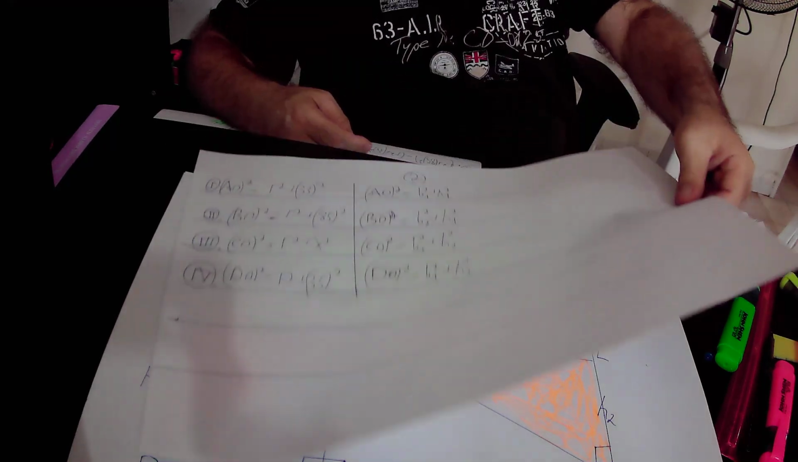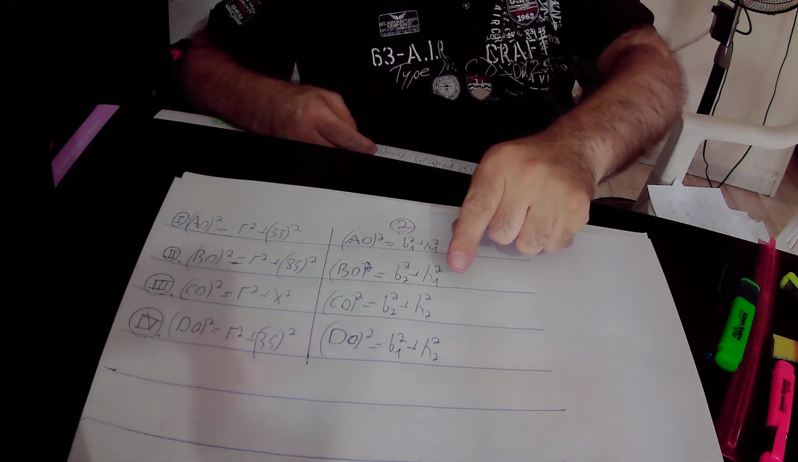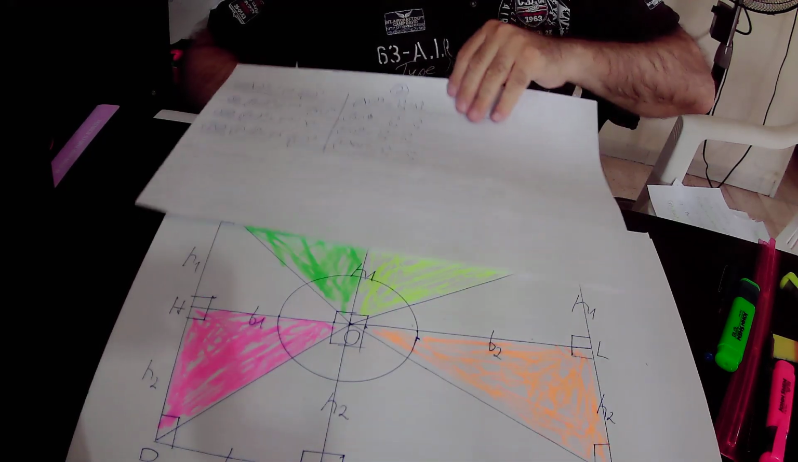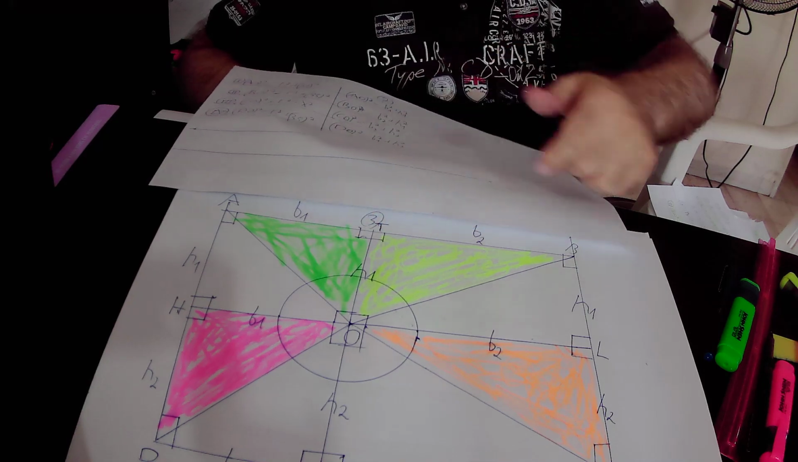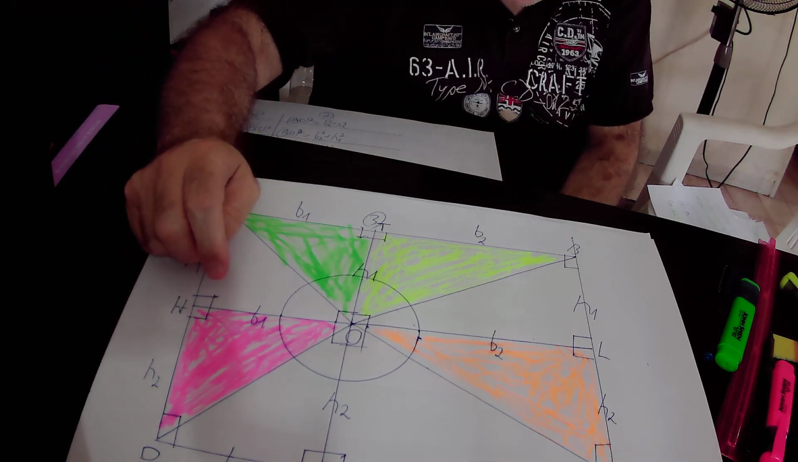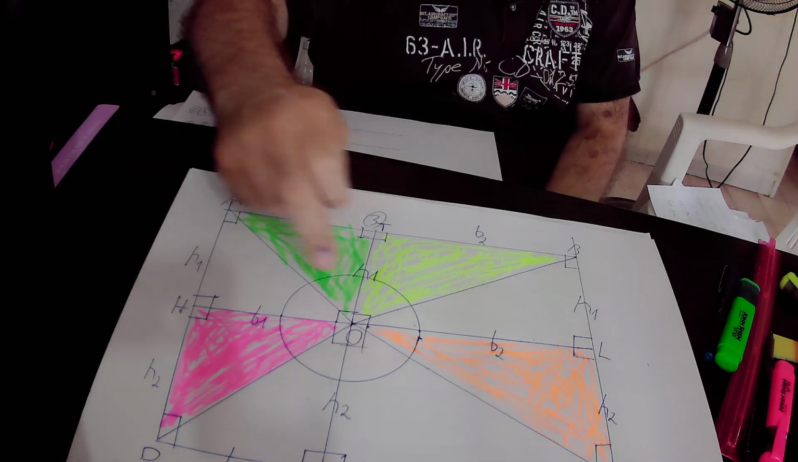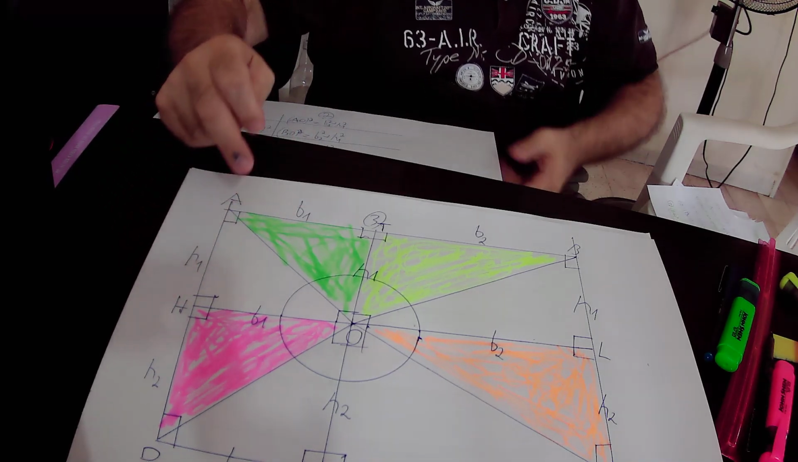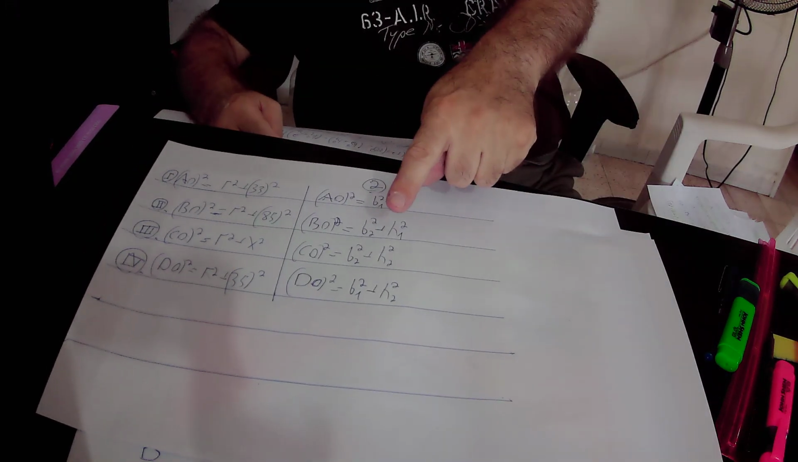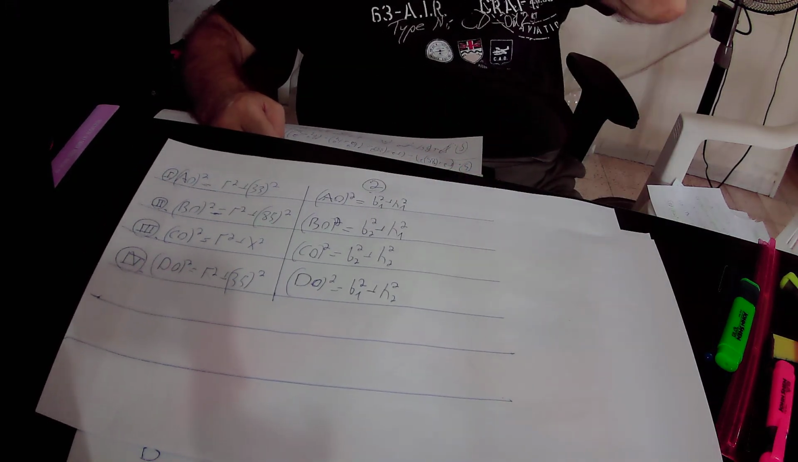Repeat again, in the orange right triangle, CO square equals B2 square plus H2 square. And finally, we joined points D and O together by a straight line and implemented the Pythagoras theorem in the right pink triangle HOD. According to the Pythagoras theorem, DO square equals B1 square plus H2 square. Again, in the right pink triangle, DO square equals B1 square plus H2 square.